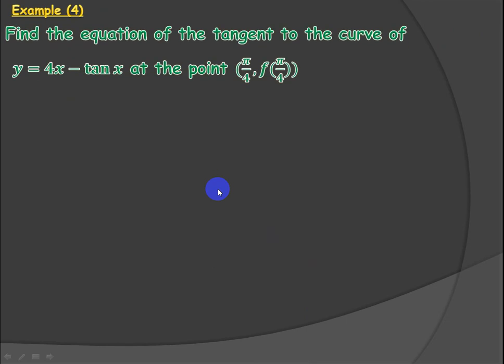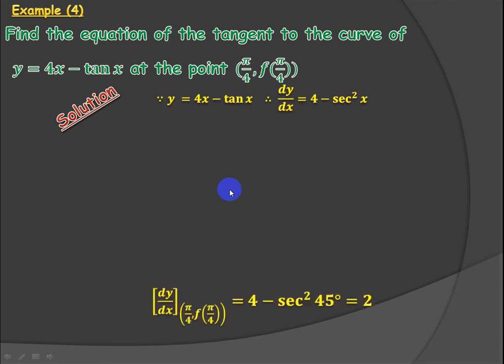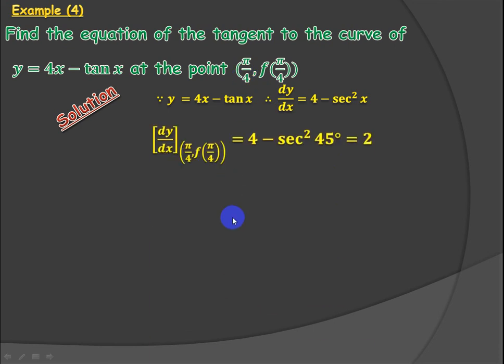Find the equation of the tangent to the curve y equals 4x minus tan x at the point pi over 4 and f of pi over 4. dy by dx will be 4 minus sec squared x. To get the slope of the tangent, you will substitute x by pi over 4, which is equivalent to 45 degrees in degree measure. So the slope of the tangent in this case will be equal to 2.